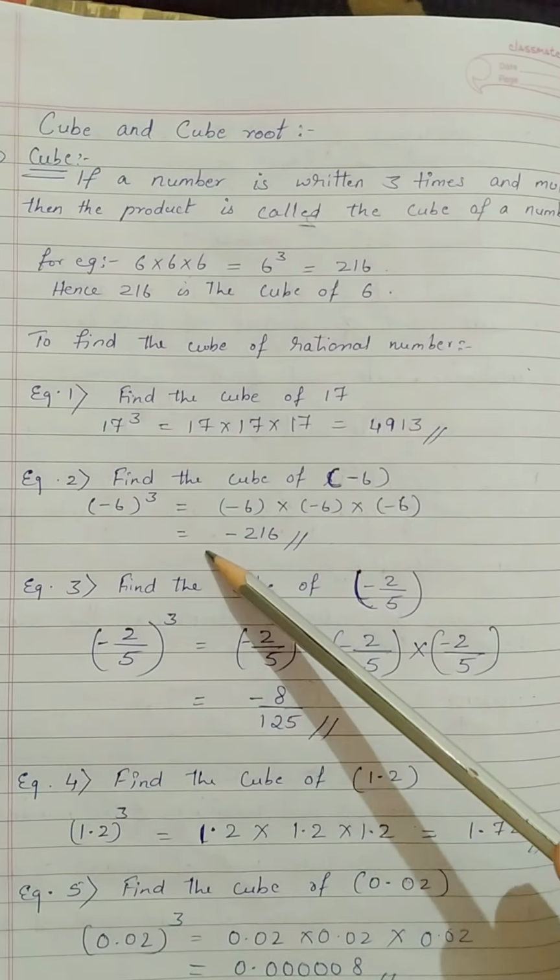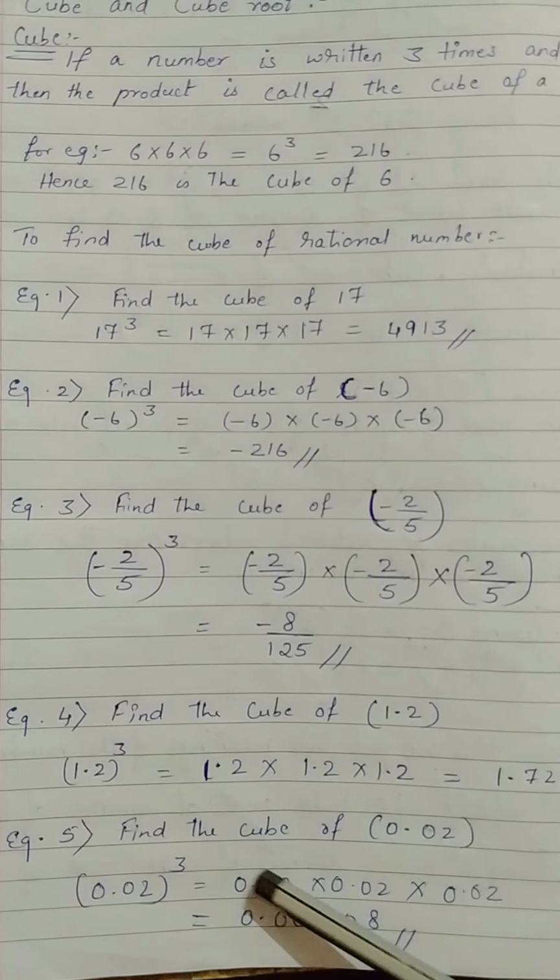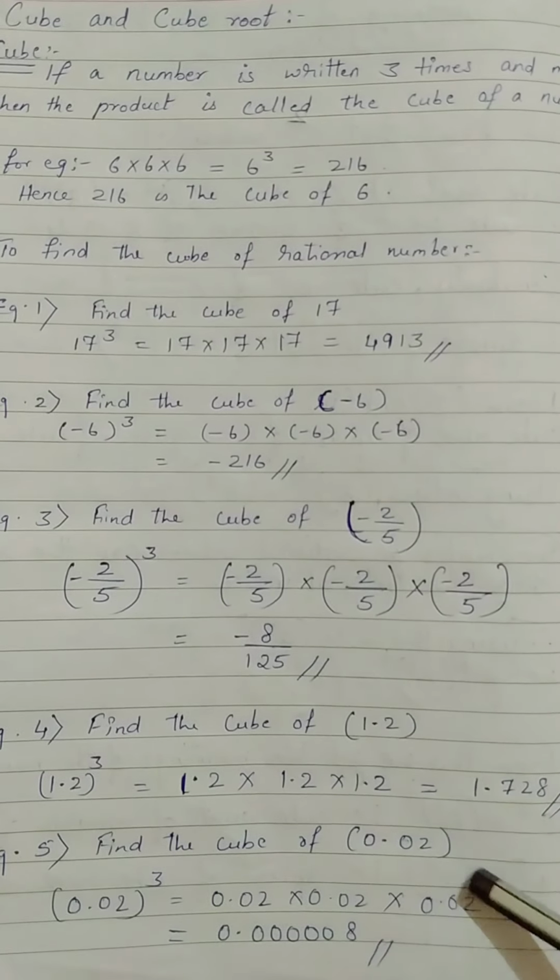Example 4. Find the cube of 1.2. 1.2 raised to 3, we will multiply 3 times. 1.2 into 1.2 into 1.2 is equal to 1.728. So 1.728 is the cube of 1.2. Example 5. Find the cube of 0.02. Again we will multiply 0.02 3 times. We will get the answer, that is 0.000008. So this will be the cube of 0.02.